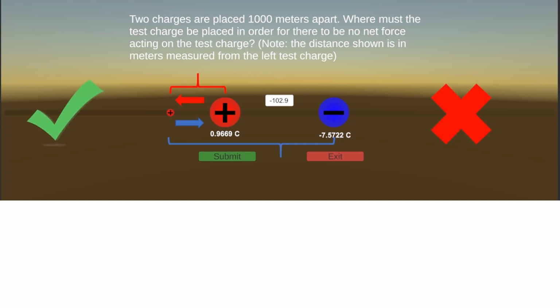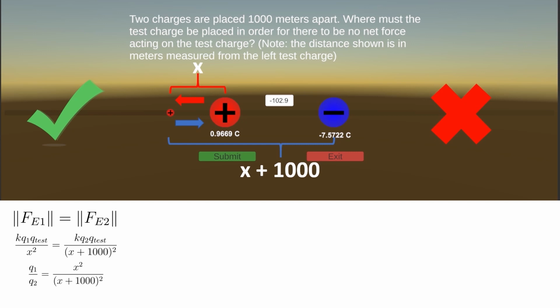Now that we can start solving it, we'll label the measurements and the distances. We'll let the distance to the positive charge be x and the distance to the negative charge be x plus 1,000. Since we want the magnitude of both forces to cancel out, the magnitude of both forces must be equal. So now we can go back to our formulas: k Q1 Q test over x squared equals k Q2 Q test over (x plus 1,000) squared. And what we can see is that the Q test doesn't matter. They cancel out in the end, and then the k's would also cancel out. Now you get Q1 over Q2 equals x squared over (x plus 1,000) squared.